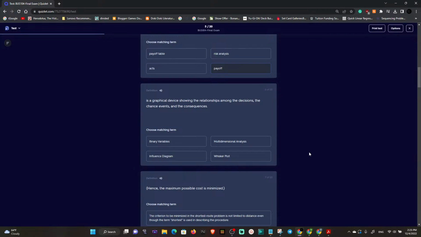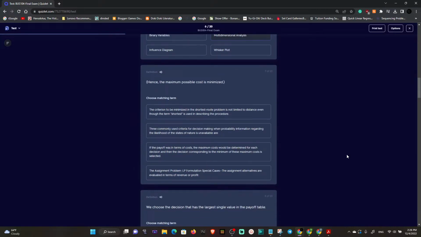Is a graphical device showing the relationship among the decisions, the chance events, and the consequences. Graphical device. I am not sure about this one. I told you I haven't gone over the terms, so I need some help. The idea here is that you're gonna answer them, and then we'll go over what you missed. If you legitimately don't know, just guess. Relationship among the decisions. I'll go with multi-dimensional analysis.